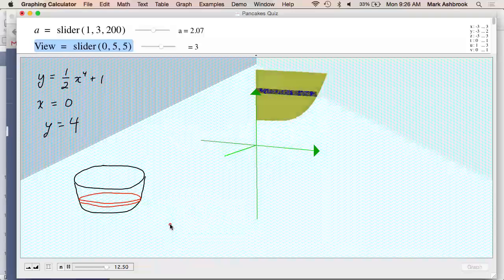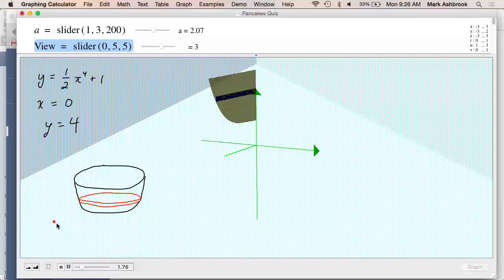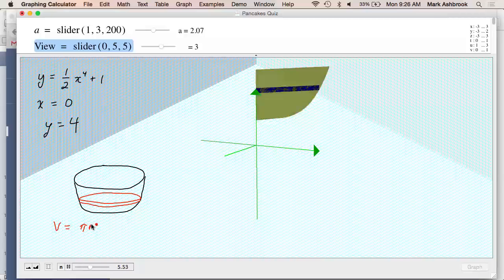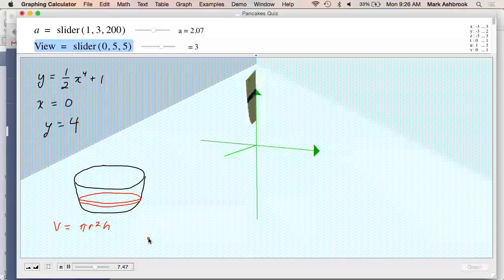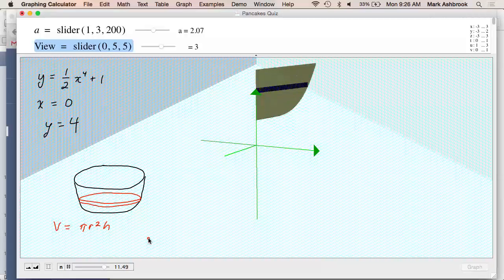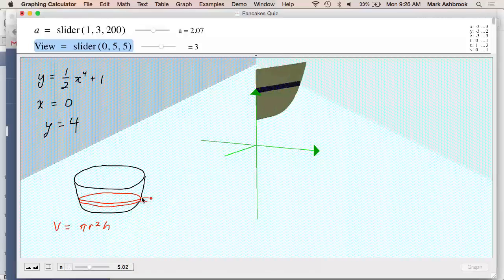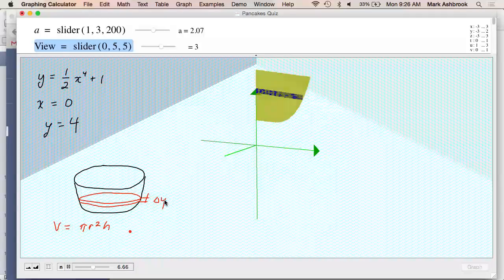So we want the volume of that. The volume of that will be pi r squared h, because it's a cylinder. It's basically just a squashed cylinder. So what is our height? What is our height, the little small dimension? This is a change in y, right? Change in y. So that is delta y.